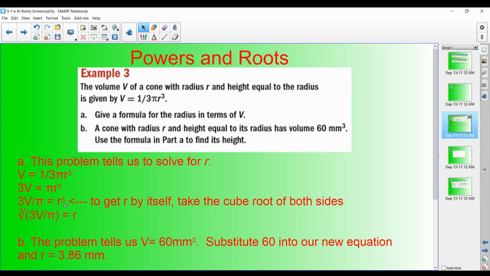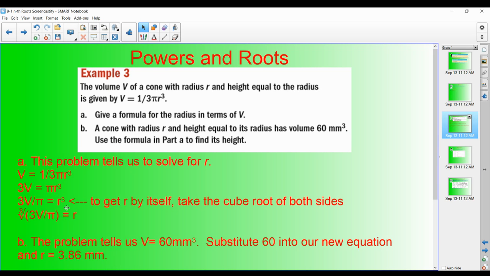And now to undo r cubed, we take the cube root of both sides, which is the same as raising it to the 1/3 power. The cube root of that whole left side is r. So if we want to isolate a variable, we use all of our inverse operations, and the new inverse operation we have is that a root undoes a power.